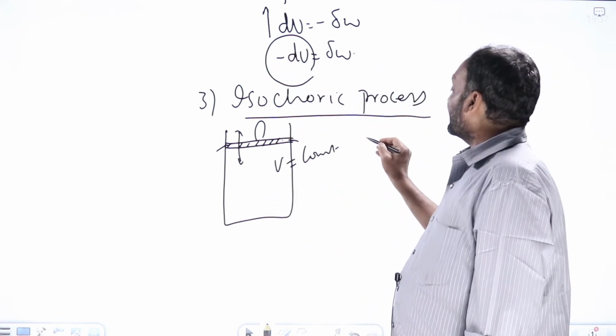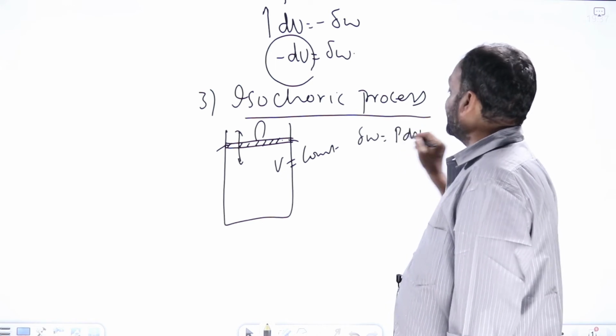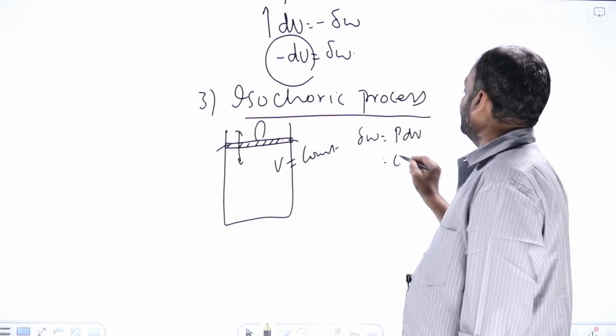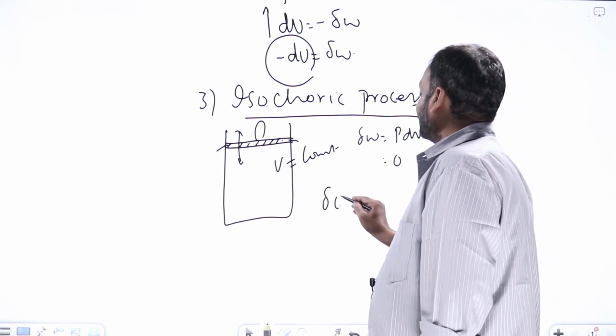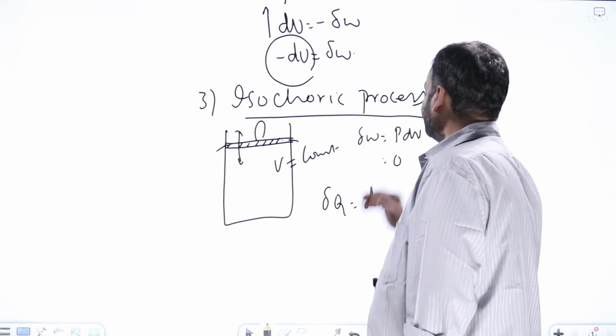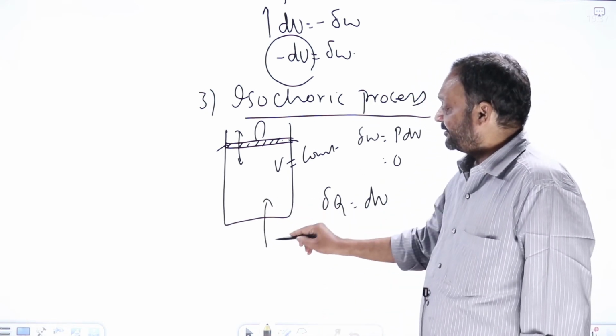That is, work done by the gas, delta W equal to P into dV. dV is change in volume, V is constant, so delta W will be equal to 0. When delta W equals 0, what happens to the first law? Delta Q equal to simply dU. Both are positive here. Positive heat means heat given to the system.